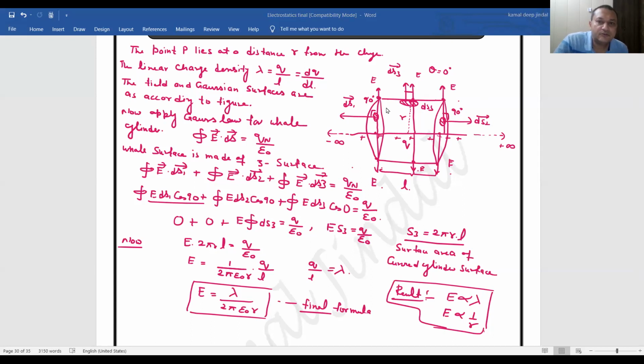Linear charge distribution means this is for a line, the whole line from plus infinity to minus infinity. This is called linear charge. Linear means line charge. The charge on this line is plus q. You can consider minus q also, that is your choice. But linear charge distribution is for charge q. This charge is given on the line, that's why we are calling it linear charge distribution.